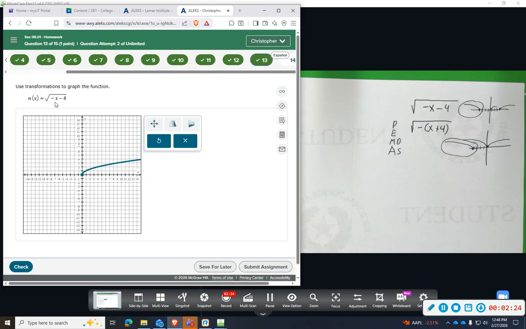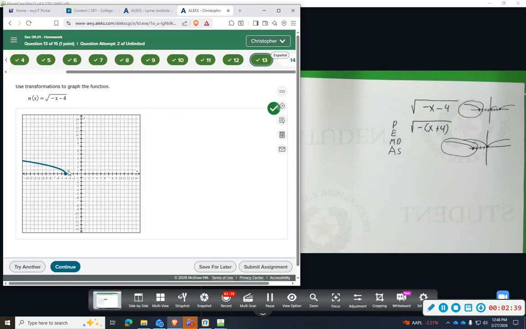So anyway, on this one, you're going to reflect it across the y-axis, and then I'm going to do the 4 units to the left, and that should give us what we need.